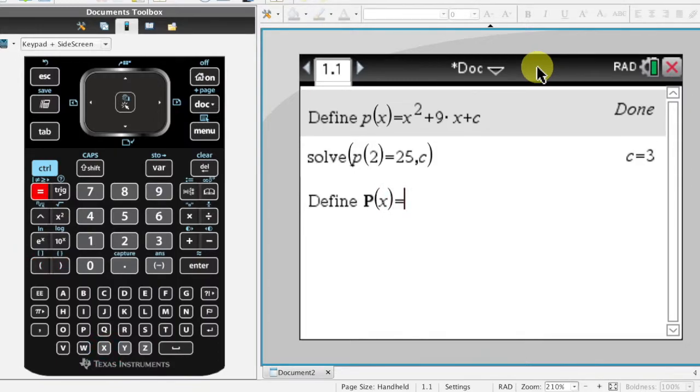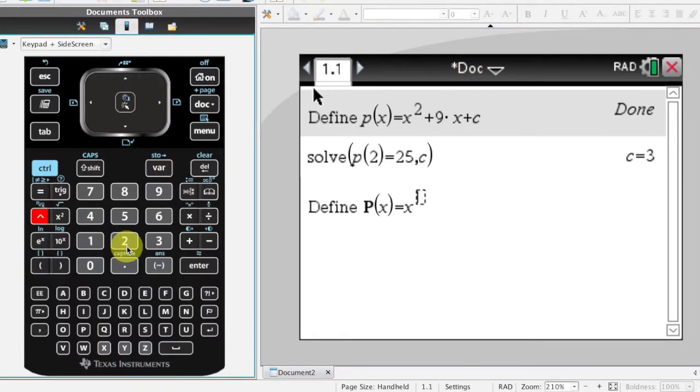So p of x is going to be equal to x squared. And this is why it's so important to use the multiplication symbol. So it's going to be plus the unknown b times x, where x is the variable, plus the unknown constant c. We've got to put multiplication in there because otherwise the CAS will think it's the variable bx rather than the unknown coefficient b multiplied by the variable x.